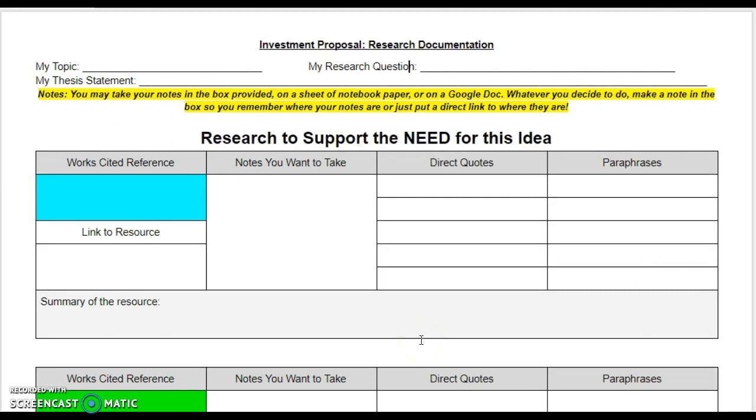This is your research documentation sheet, and at this point you should already have your topic identified. You should have a research question that's not only been identified but approved by your teacher. You just finished creating your thesis statement, and so there should be a thesis statement here that you have also submitted as an assessment for your teachers, and hopefully you've gotten some feedback on that. If not, as long as it's been submitted, you should be okay.